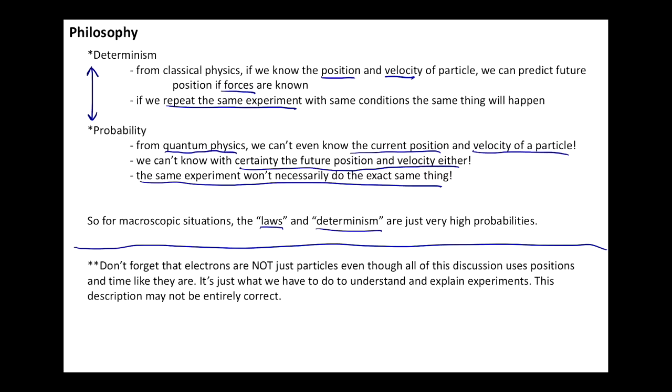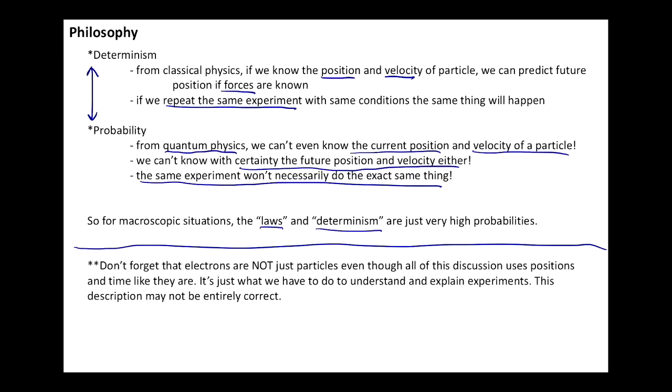Any questions about Heisenberg or any of this? Yeah. So did you say that for macroscopic objects, we can't know for sure that all of this is true? It's deterministic for all intents and purposes. Things are going to happen a certain way. But it's not impossible that things could go another way than what we predict. Even for macroscopic objects. It's just really, really, really unlikely. Okay?